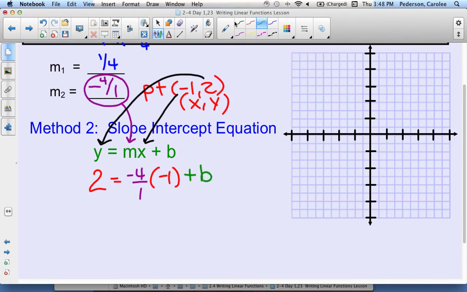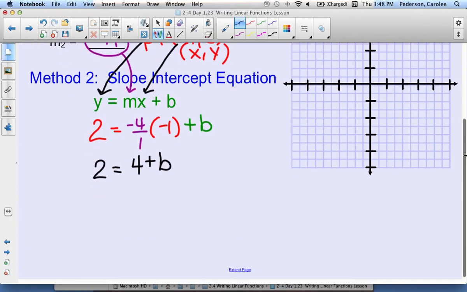So I'll leave the 2 alone on the left. Negative 4 over 1 times negative 1 is positive 4, and then I have plus b. Solve this equation for b. 2 minus 4 equals b, so b equals 2 minus 4, which is negative 2.